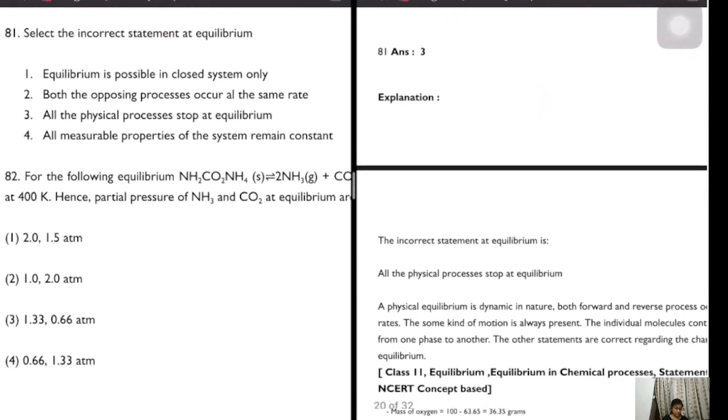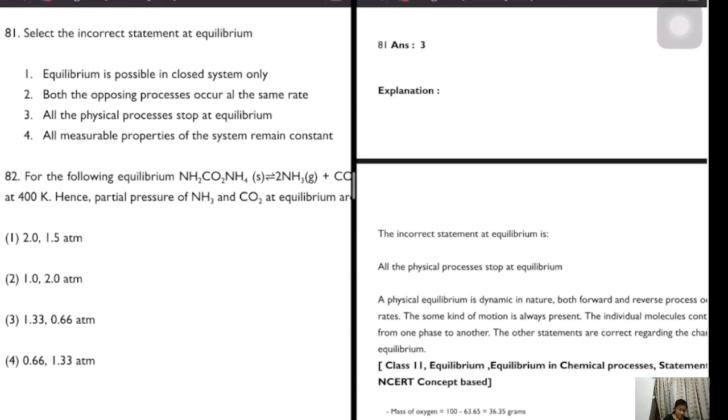Now in the next question, select the incorrect statement at equilibrium. Equilibrium is possible in a closed system. Both the opposing processes occur at the same rate. This is obviously true.